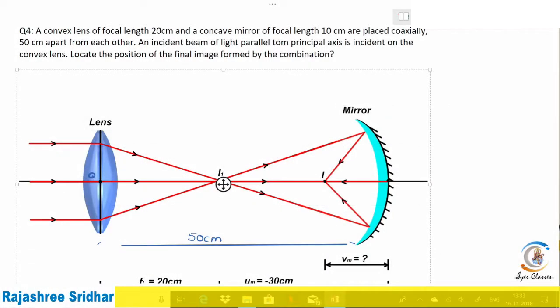Let's move on to the fourth question. A convex lens of focal length 20 cm and a concave mirror of focal length 10 cm are placed coaxially 50 cm apart from each other. An incident beam of light parallel to the principal axis is incident on the convex lens. Locate the position of the final image which is formed by the combination.